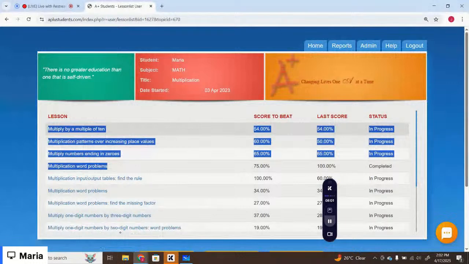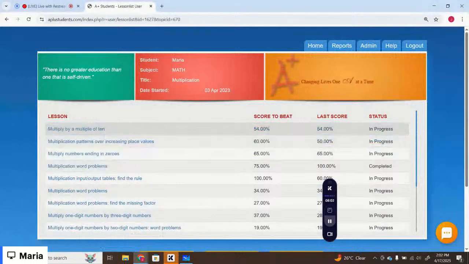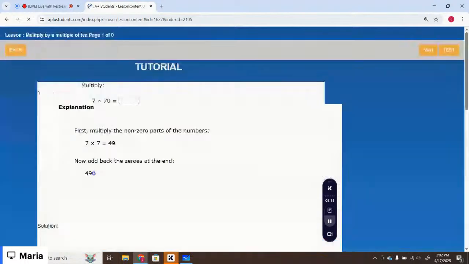So here I'm on grade 3 math. The chapter right now is multiplication. Let's just start with the lesson that is multiply by a multiple of 10.